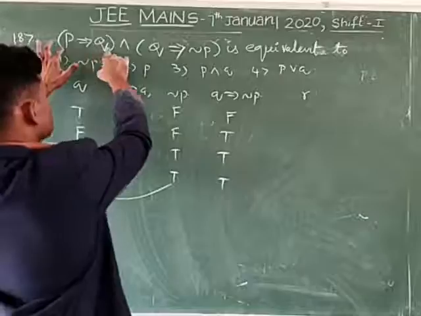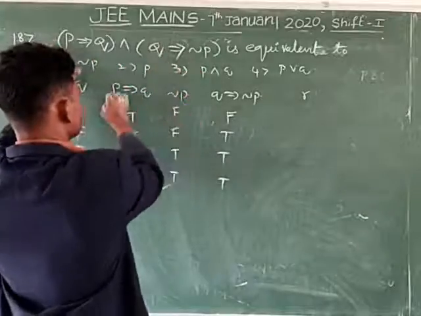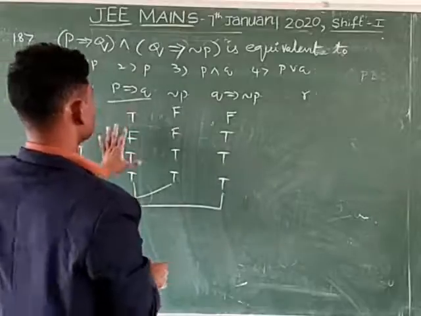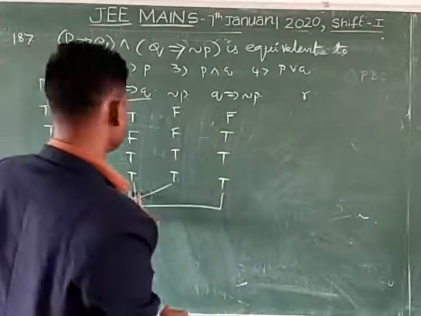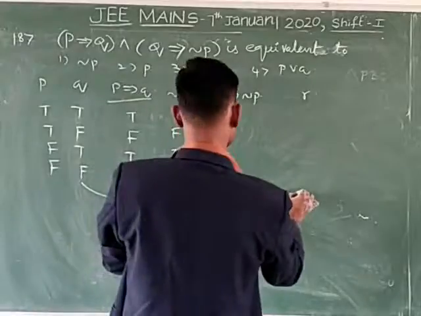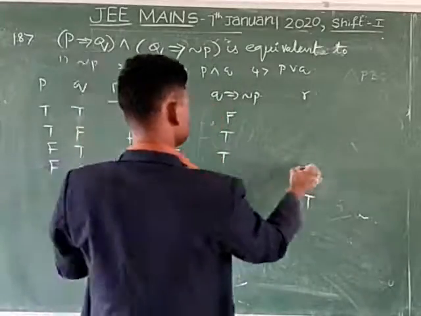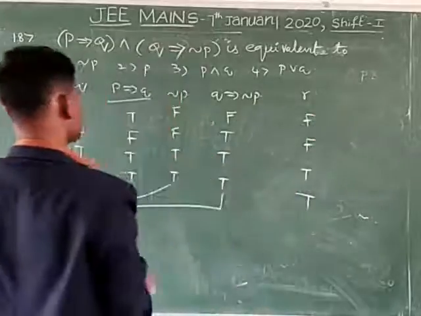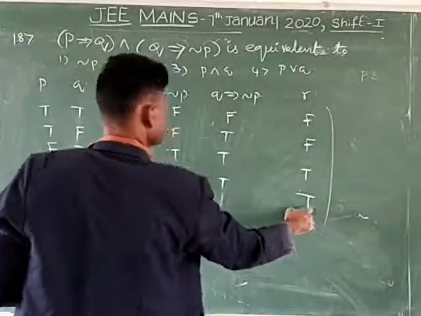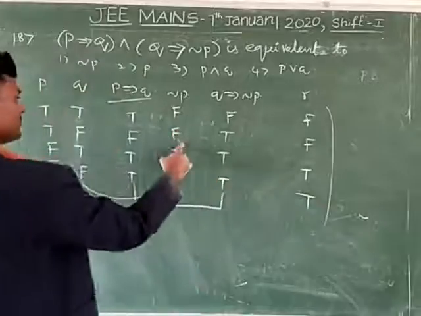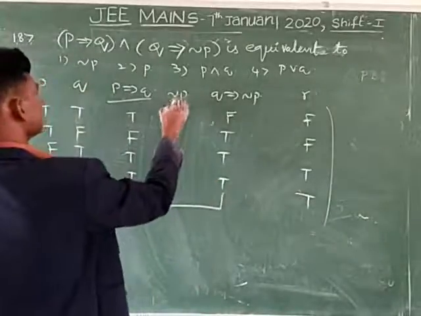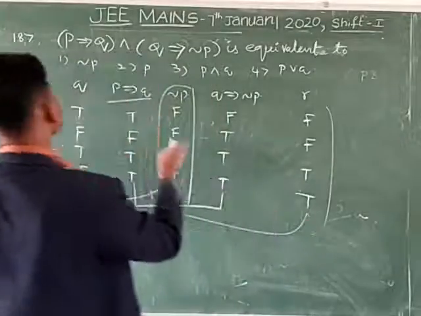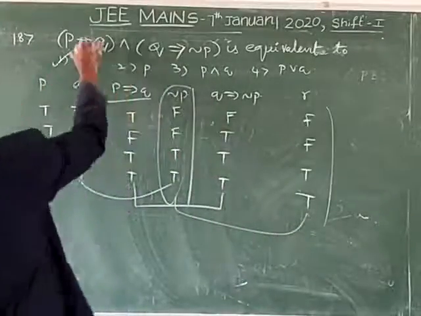Now see here, this is P implies Q and Q implies negation P. You have to check these two. When both statements are true, only then it is true, otherwise false. Here these two are true, so here T, and the remaining F. Now which one is correct? You have to tally this one: F, F, T, T. Here F, F, T, T is there. Here the negation P is equal to the given statement. This is the first one.